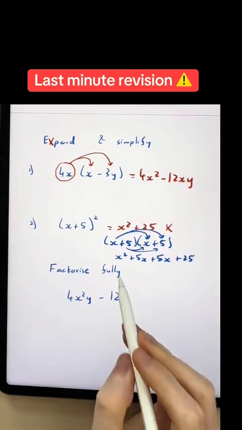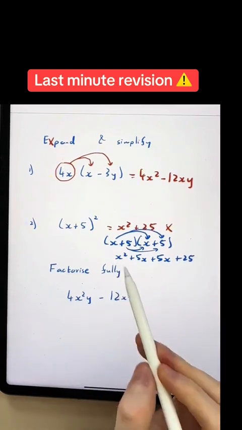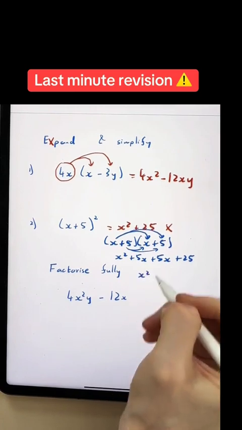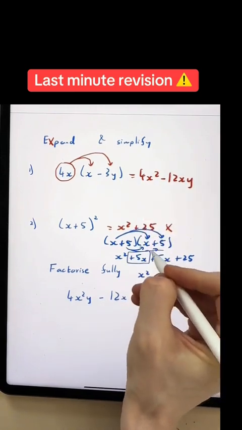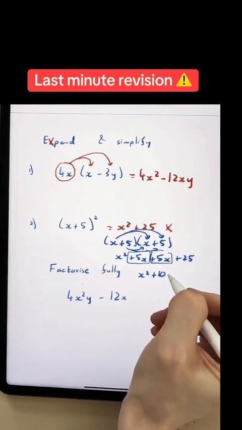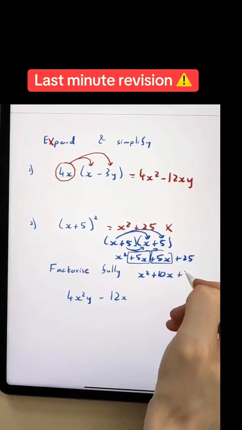We now come to collect like terms. Like terms have the same combination of letters and powers. So we've got x squared, no other term ending in x squared. I'll write that down. I've got 5x plus 5x. They both end in x, so they're like terms. That simplifies to give us 10x. And I've got 25 on the end.